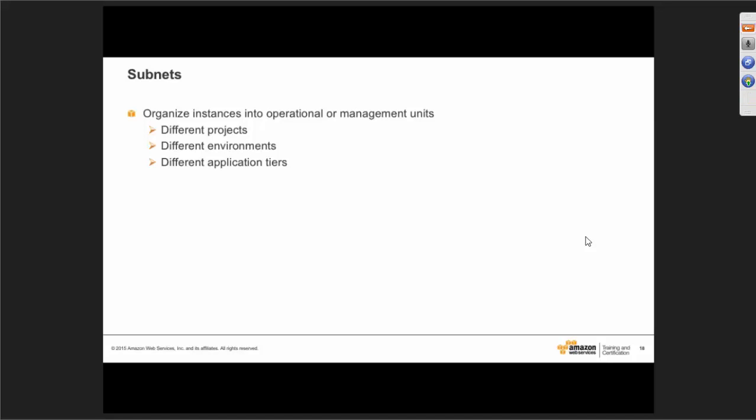There's a question, does the test cover bastion instances and NAT gateways? Not specifically, because those are constructs that you have to build, or rather are optional in the environment. Knowing what they are is important, but not necessarily how to build a NAT instance.